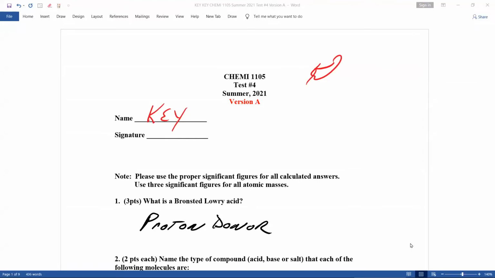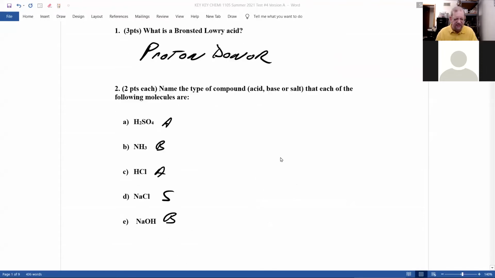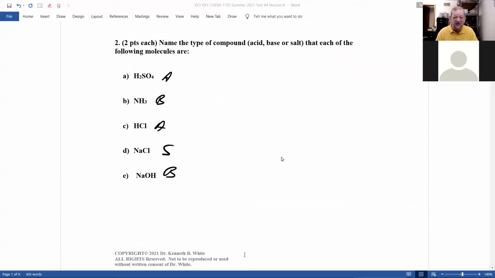Thank you. All right. Now, a lot of version A and B were the same, and the ones that are different, I'll go through the answer, but the actual way of doing the problem was identical, only the numbers were changed. All right, what is a Bronsted-Lowry acid? A proton donor. Name the following compounds: acid, base, or salt. A, sulfuric acid, acid. B, ammonia, base. C, hydrochloric acid, acid. NaCl, please pass the NaCl, salt. And NaOH, sodium hydroxide, base.